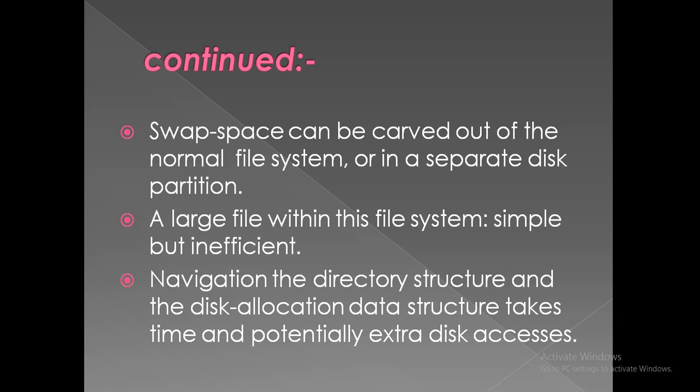To access the directory structure and the disk allocation data structure, swap space takes more time than RAM, as it is a part of secondary memory, and secondary memory is much slower than the primary memory, that is RAM. The user faces a problem, that is slow speed, when we load the pages from swap space to the RAM.